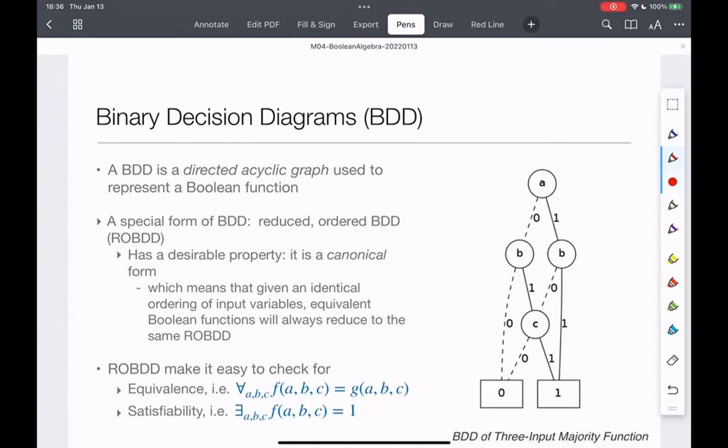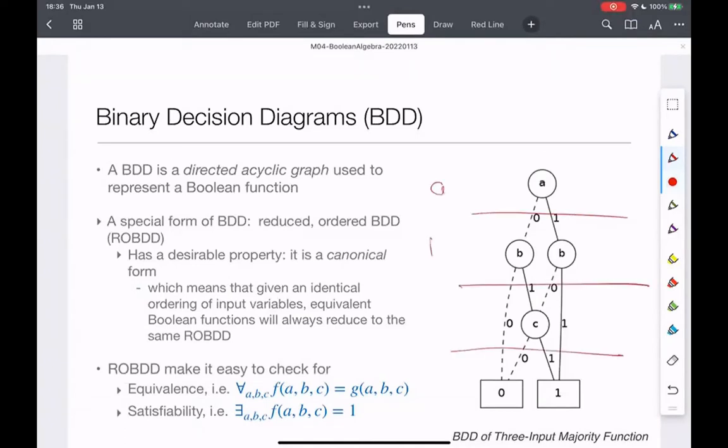Binary decision diagrams are another representation. They're like a graph-like representation, again very popular in software tools which do this. And what they do is it's a diagram which is organized in layers. And so you can say each layer corresponds to a different variable.